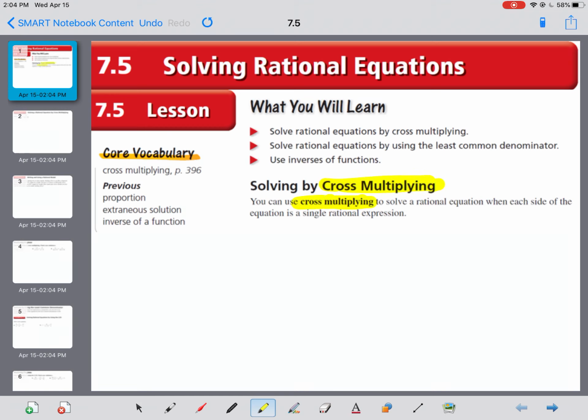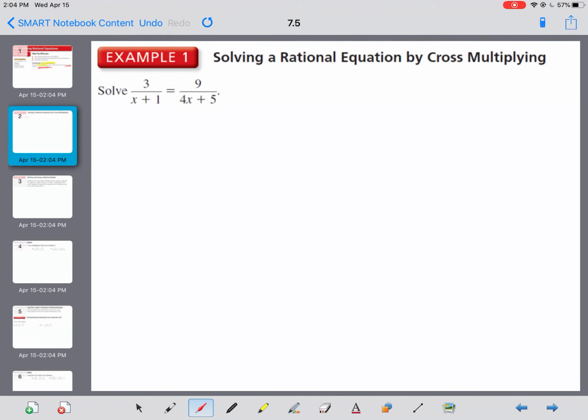And some of you are seeing a word phrase in this that you've been saying all year. Cross-multiplying. You can use cross-multiplying to solve a rational equation when each side of the equation is a single rational expression. That's the key. Each side has to be a single rational expression. So let's look at what we're talking about. Boom, right here. Basically, it has to be a proportion. A top and a bottom equal to a top and a bottom. That's the only time you cross-multiply. You cross the equal sign and multiply.